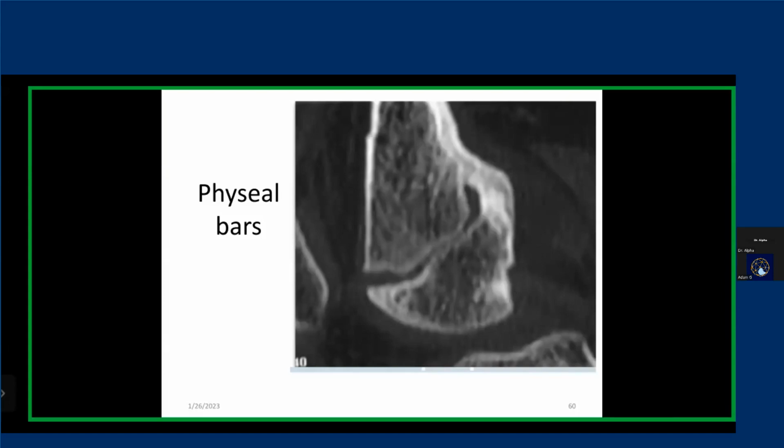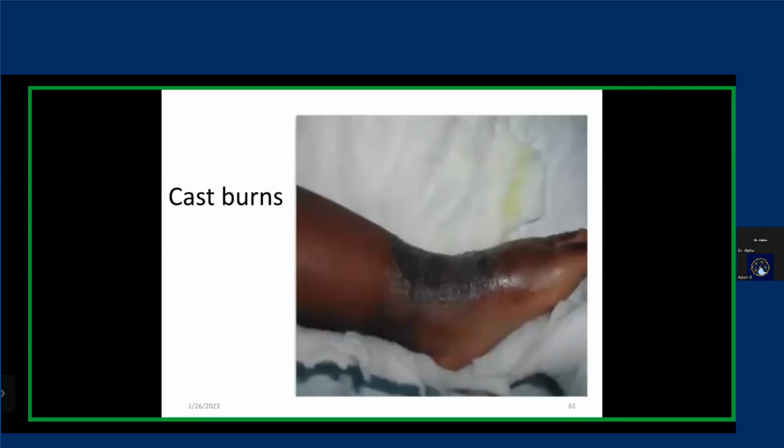What this does is either arrest growth or result in angular deformity. How we manage it will depend on the size of the physeal growth. But if you see this on an X-ray, it's not a healthy site, and it will progressively result in more deformities.